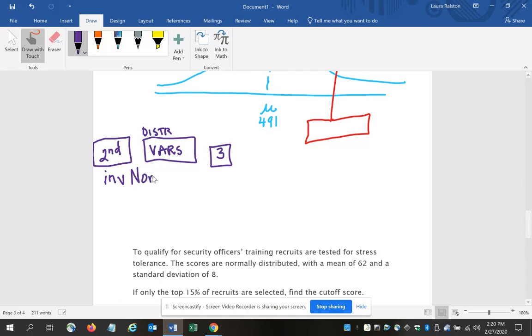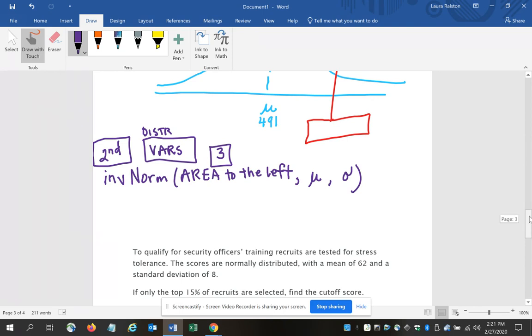INV norm. And then it's going to want 3 different variables. And here's one of the key things here, guys. It wants the area to the left. See, the website was not that picky. The website lets you choose whether you wanted the region that was above, below, between, or outside. The calculator is only programmed for area to the left, so you have to give it the area to the left of the cutoff. Then you enter the mean, then you enter the standard deviation.